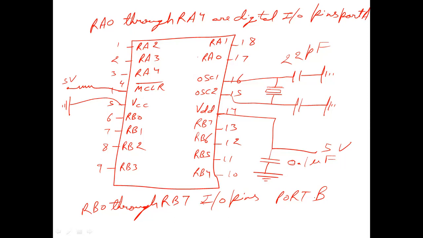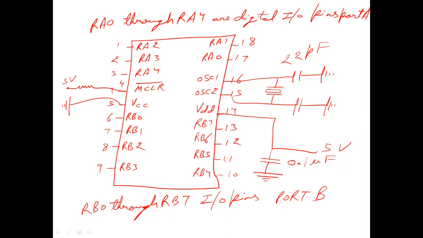So pins RB0 and RB4 through RB7 can be configured as interrupt pins. So pin RB0 and RB4, RB5, RB6 and RB7 can be configured as interrupt pins.